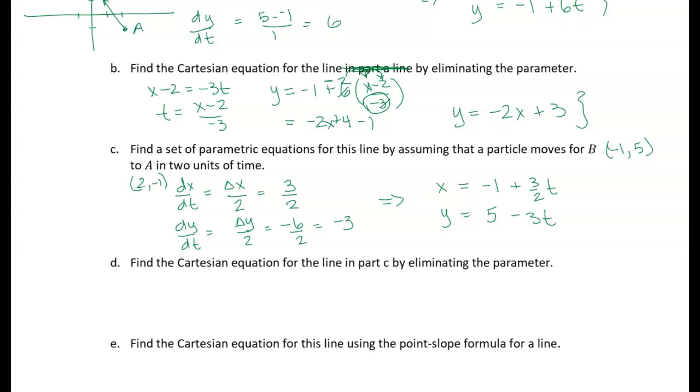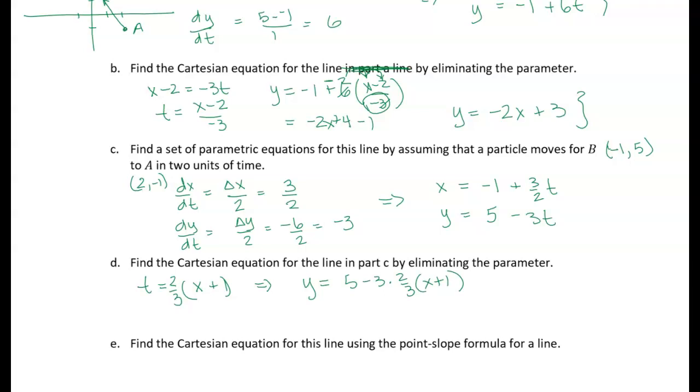Okay, so I'm going to take the parametric equation for x, and I'm going to solve for t. If I rearrange this and solve it for t, I basically get x plus 1, and then I'm going to divide by 3/2, which becomes 2/3. So t is 2/3 times (x plus 1). And if I put that into my equation for y, I get y is equal to 5 minus 3 times 2/3 (x plus 1). I'm just substituting t into that equation.